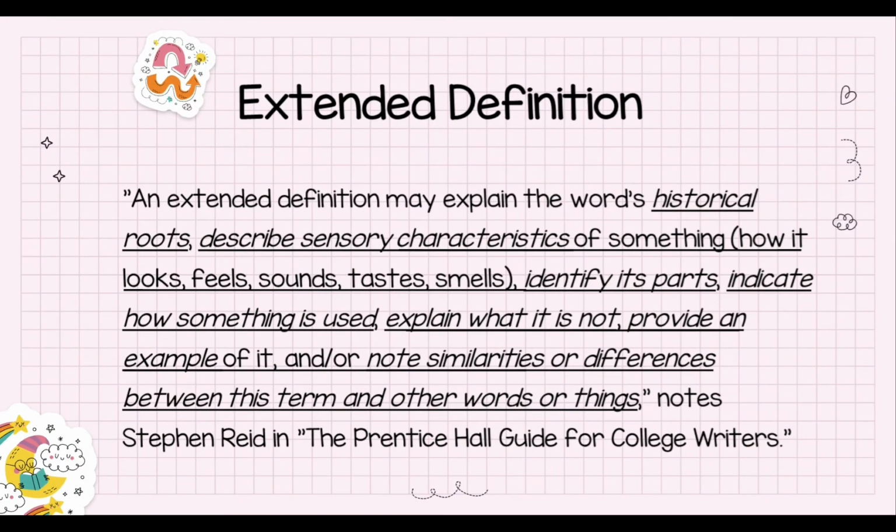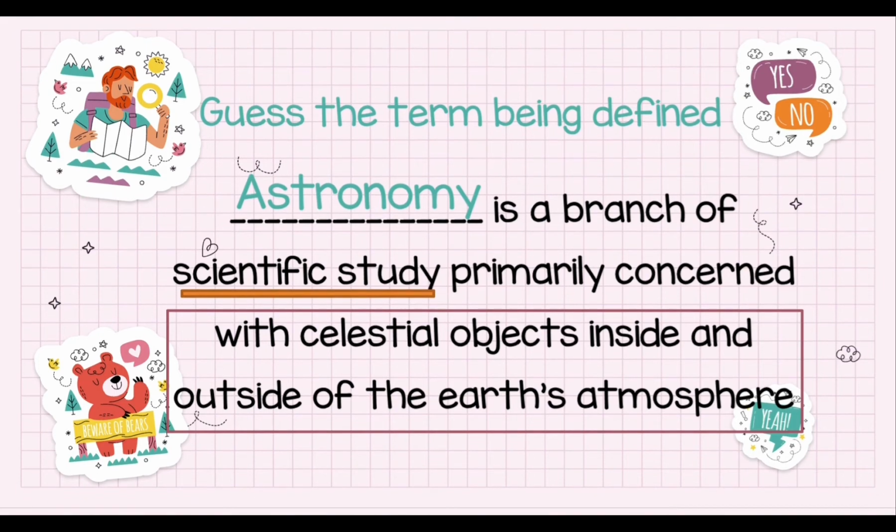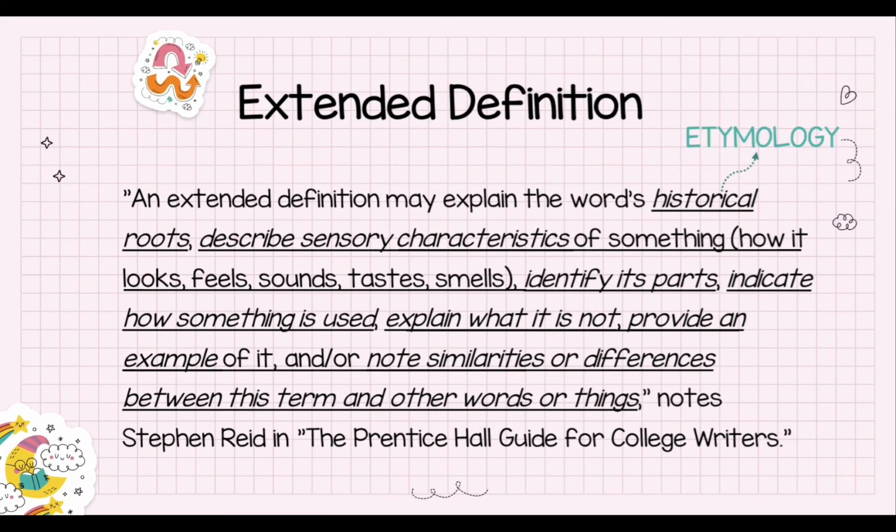So I hope that clears up what formal definition is. Let's proceed to the different extended definition techniques. The first one is explaining the word's historical roots, which is also known as etymology. When you provide the origin of the word, that is etymology. What do we mean by that? For example, you mention that this word came from the Latin word or the Spanish word or French word. If you provide that origin of the word, you are actually using the technique of etymology.